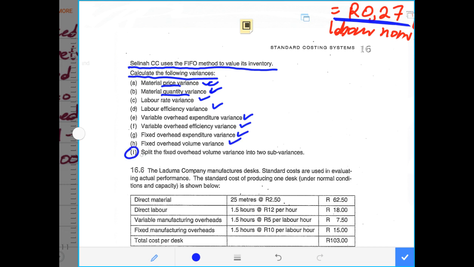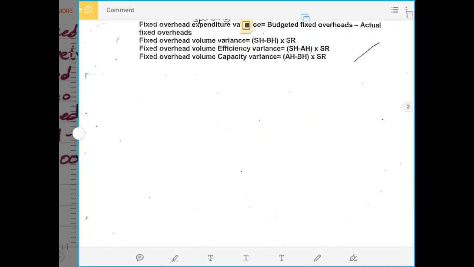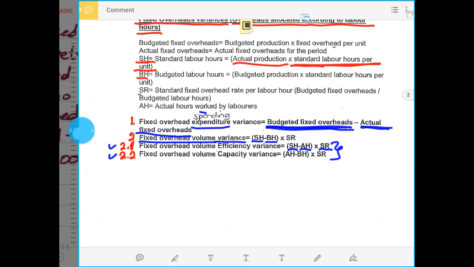When they say now we must split the fixed overhead volume variance into two subvariances, in simple terms, they are saying you must do the last two variances in the formula sheet for us. These are the two variances they are referring to. Hence I said here 2.1 and 2.2 because these are the subvariances of the fixed overhead volume variance. So now we proceed with that note.